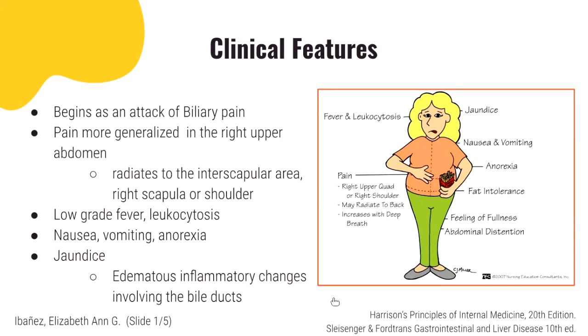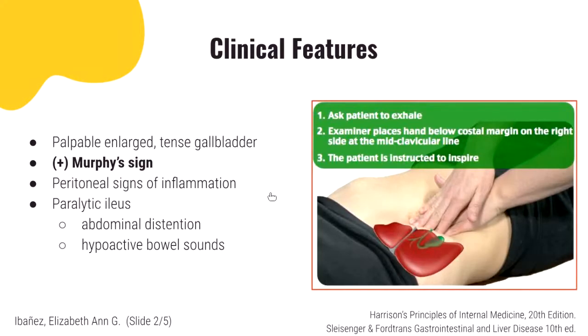Other clinical manifestations would include low-grade fever, nausea, vomiting, anorexia, and jaundice. Jaundice is unusual early in the course of the disease, but it is present if the bile ducts and the adjacent lymph nodes are subjected to inflammatory changes. An enlarged, tense gallbladder is also palpable in about 25 to 50% of patients, and a characteristic sign present in patients with cholecystitis is Murphy's sign.